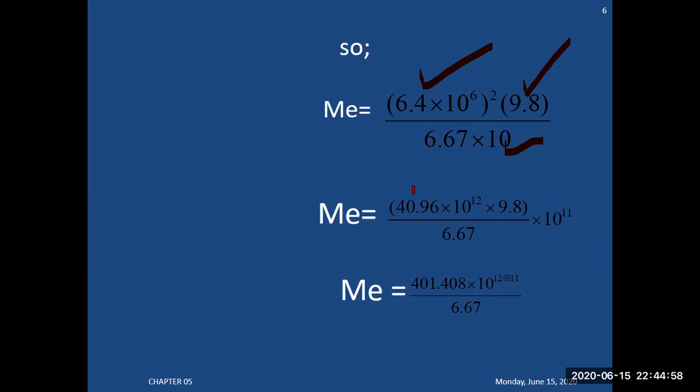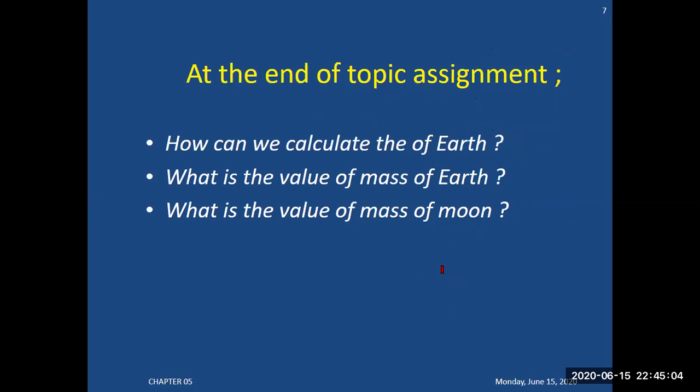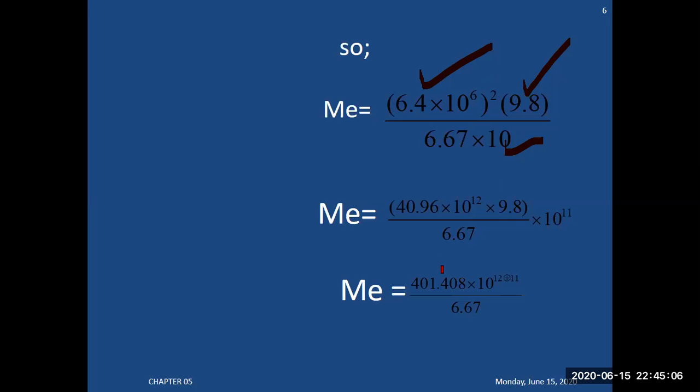After placing the values and doing the calculation, you will get the mass of the Earth, which is 6 multiplied by 10 to the power 24 kg. That is the mass of the Earth in kilograms, and you can also calculate it in grams as well.